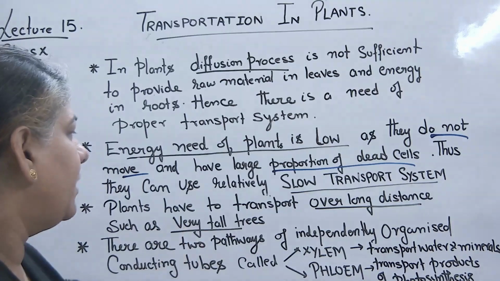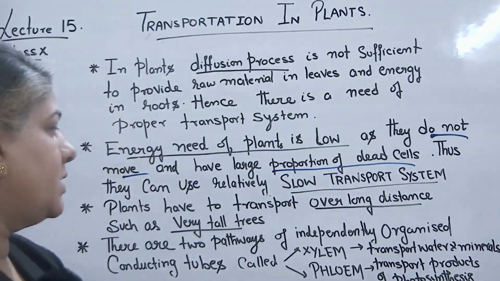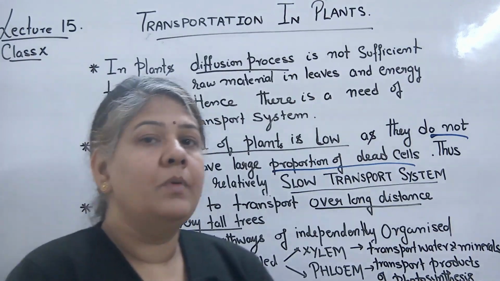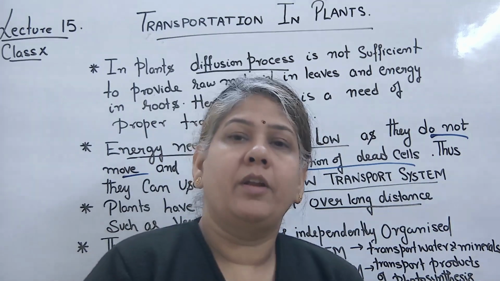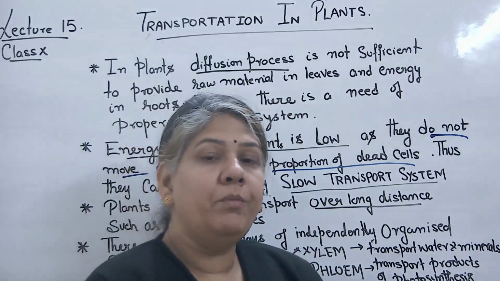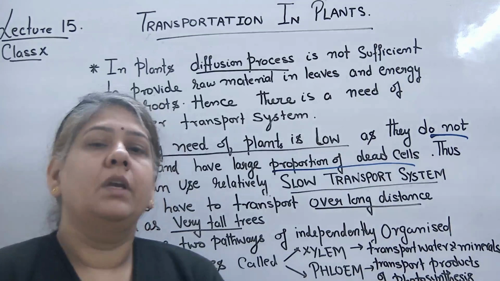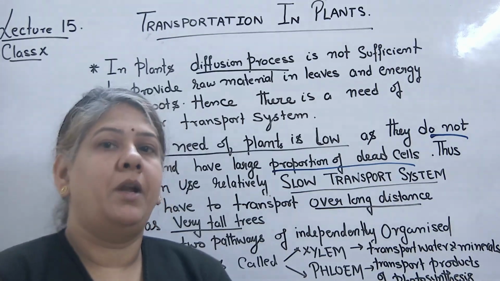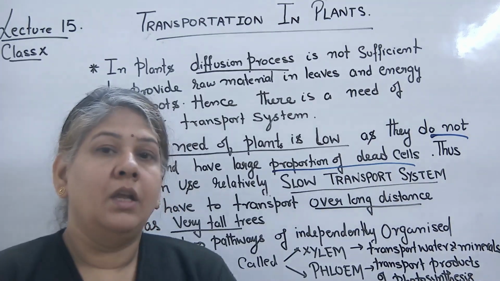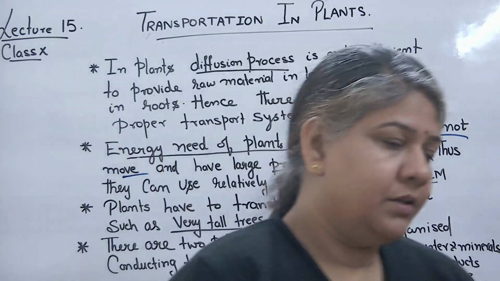So there are two pathways of independently organized conducting tubes called xylem and phloem. You have already studied in your previous class that xylem helps in the transportation of water and minerals from the soil to the upper part of the plant. And phloem conducts the prepared food material in the leaves, and amino acids and a few metabolites, from the leaves to different parts of the plant. Now we will see transportation of water and minerals in the plant.